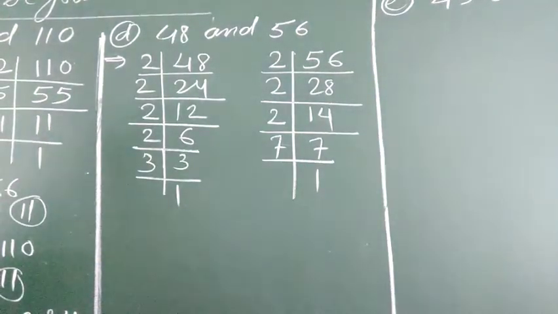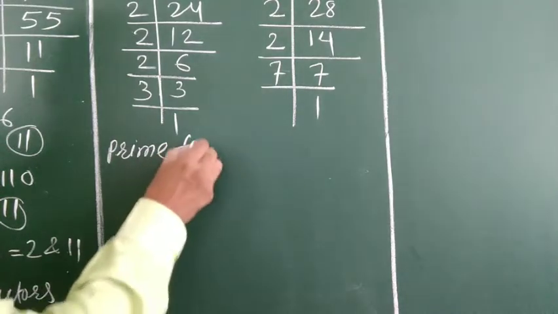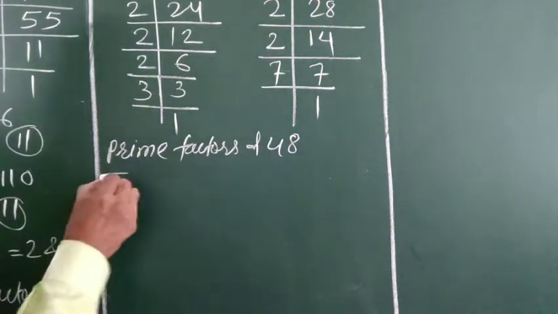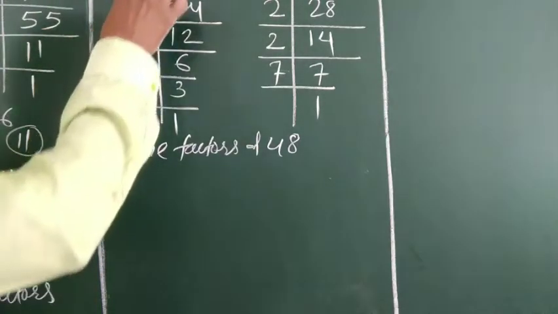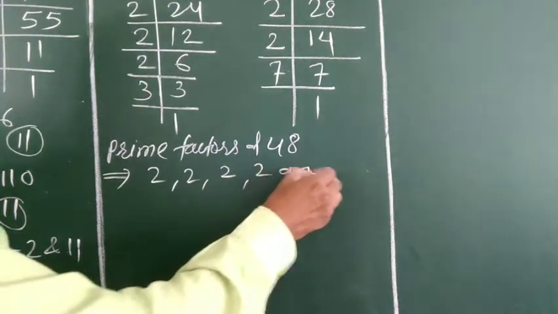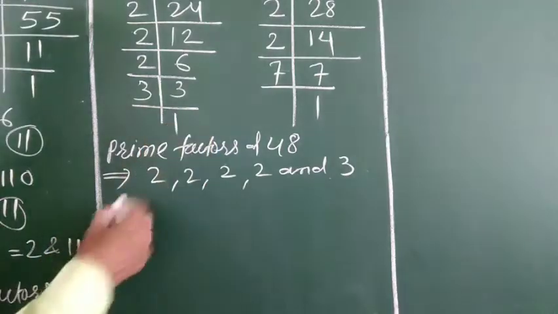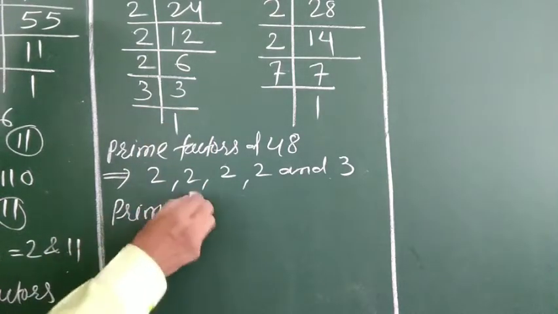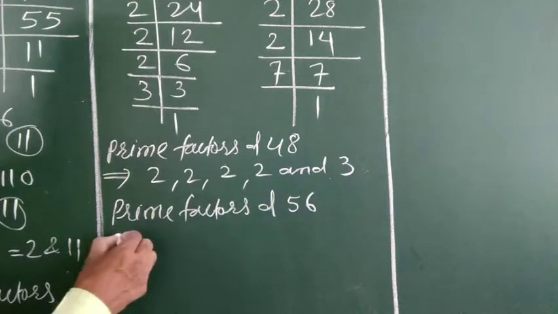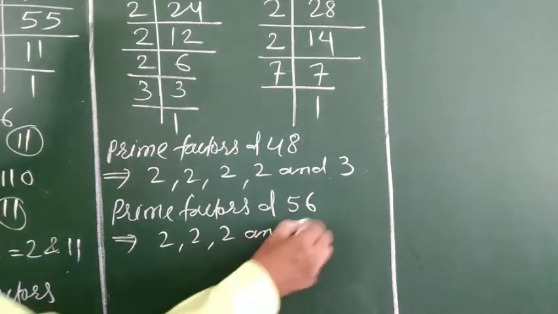Any doubt? Now next, see, the prime factors of 48. What are the prime factors of 48? 2, 2, 2, 2 and 3: 4 times 2 and one 3. Then next, the prime factors of 56: 2, 2, 2 and 7.